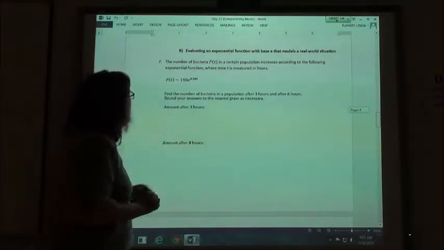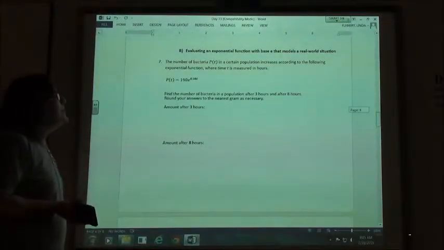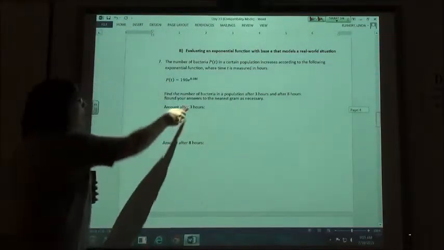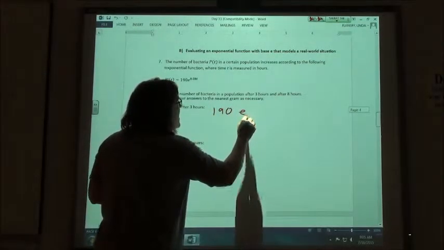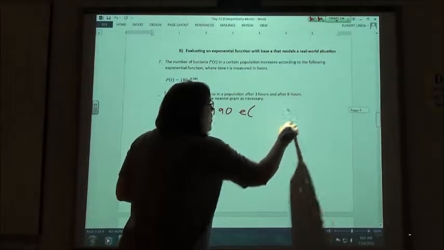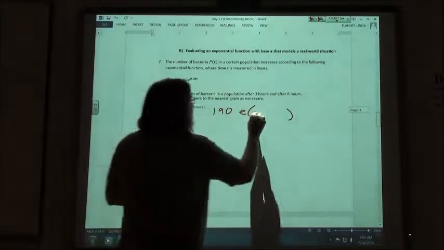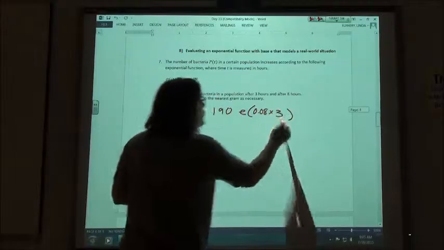So when I'm going to do this one, it says the number of bacteria P of t in a certain population increases according to the following exponential function, where time t is measured in hours, and we want to find our answer after 3 hours. So we would do 190, and then we do the e by hitting shift natural log, and since I have more than one thing after that, I'm just going to put in parentheses my 0.08 times my time, which is 3 hours.